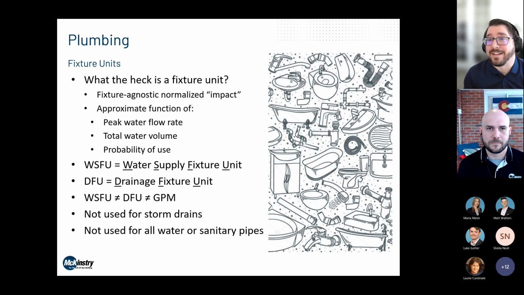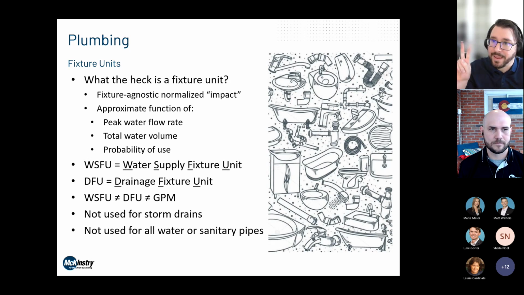So first thing I'll say is, what the heck is a fixture unit? It's not very clear, and it's intended to not be very clear. It is really tough to make one number that represents a relative impact of something like a flush valve toilet versus something like a drinking fountain. They don't really behave the same in terms of the way they draw on the water system. So fixture unit is an attempt to do that.